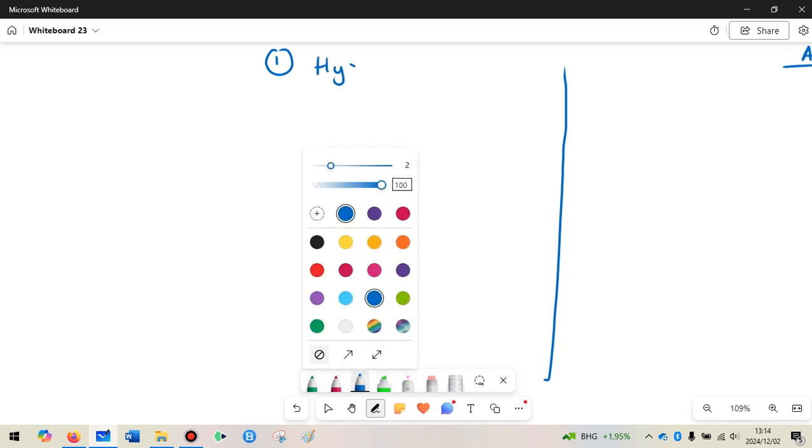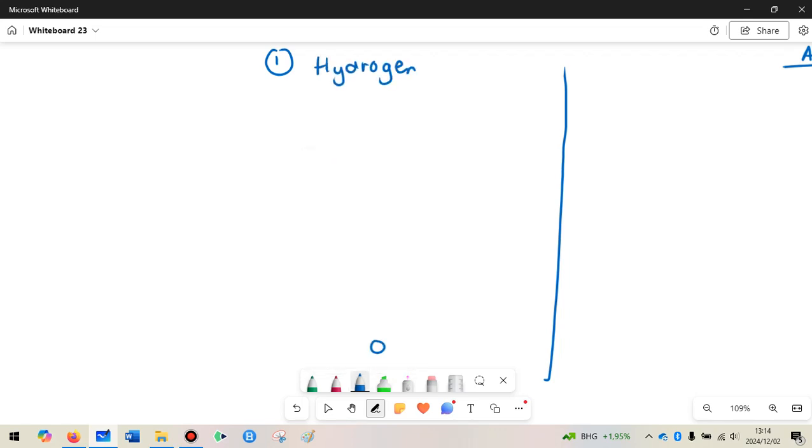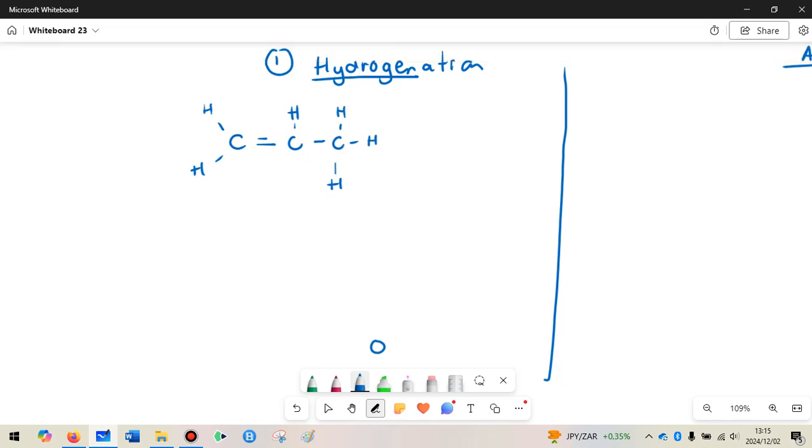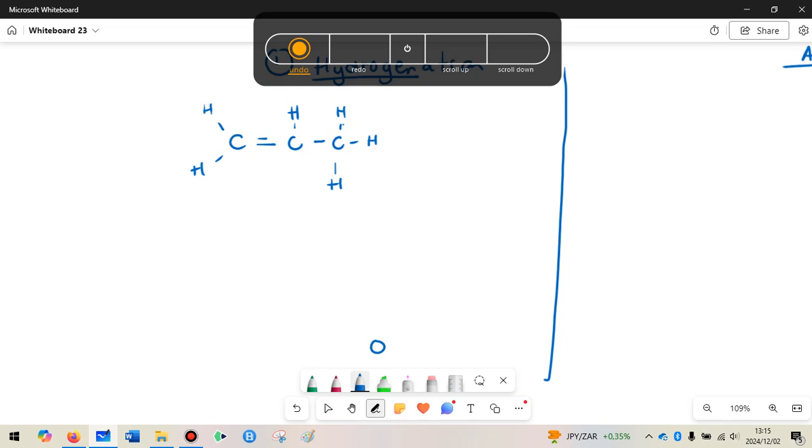Hydrogenation, and hopefully it sounds like we're adding hydrogen to this unsaturated compound. So let's start with our unsaturated compound. Make sure that every carbon has got 4 bonds attached to it. So 1, 2, 3, 4, 1, 2, 3, 4, 1, 2, 3, 4. And we are going to add hydrogen into this.